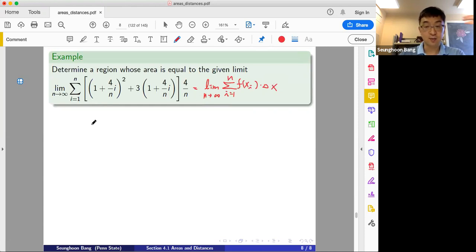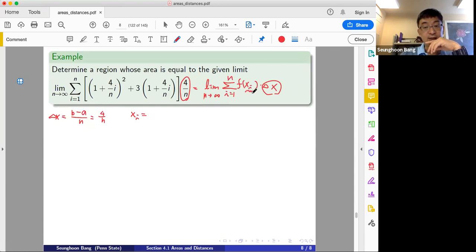You can think about these things. What's delta x? Delta x is b minus a over n. You can compare the original problem with the general definition of the limit here. Delta x only has the n variable, so it's 4 over n. So we have 4 over n. What is xi?